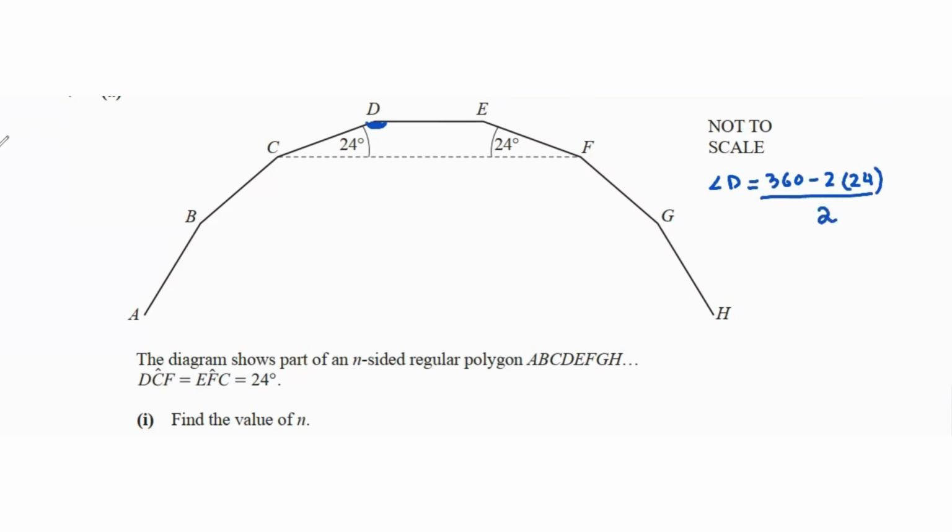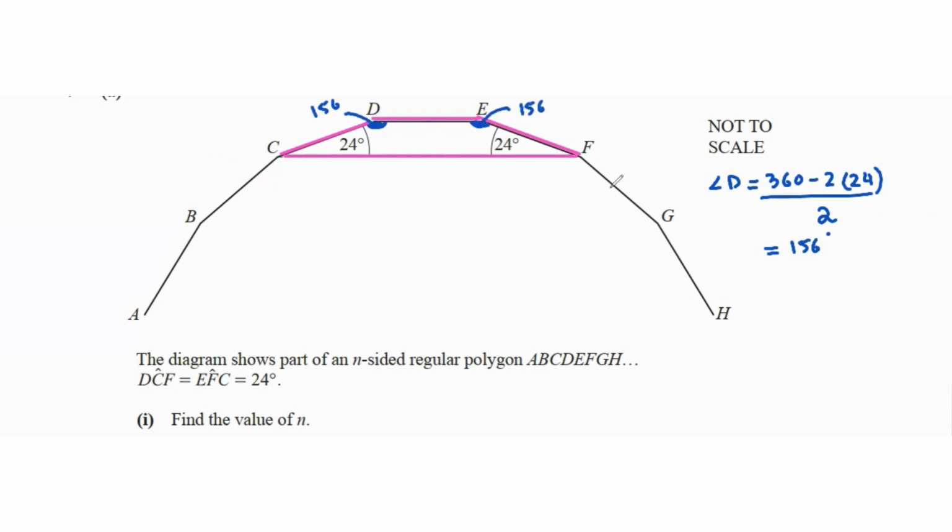Why? Because if we highlight these lines over here, CD, DE, EF, and CF, this is a quadrilateral. Two angles of the quadrilateral are given, which are 24, and the other two which are not given are actually the same. So the sum of angles for a quadrilateral is 360. So I do 360 minus 2 times 24 divided by 2, which is going to give us 156 degrees. That is your angle D and angle E. 156. So that's your interior angle of this polygon.